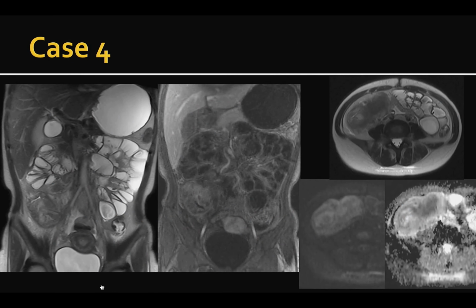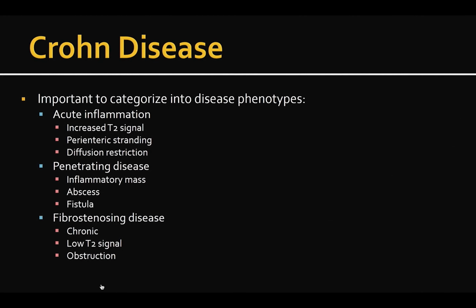Speaking of which, case 4 is somebody with right lower quadrant abdominal pain with marked thickening of the terminal ileum, which demonstrates submucosal increased T2 signal and diffusion restriction within the wall, as well as some ill-defined inflammation extending into the small bowel mesentery. And this is a person with active inflammation and penetrating disease from Crohn's.